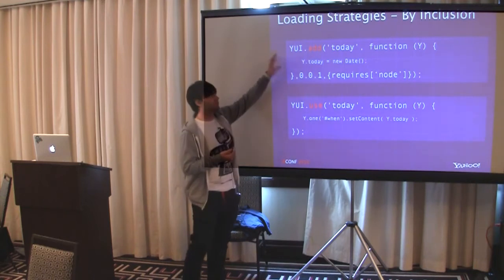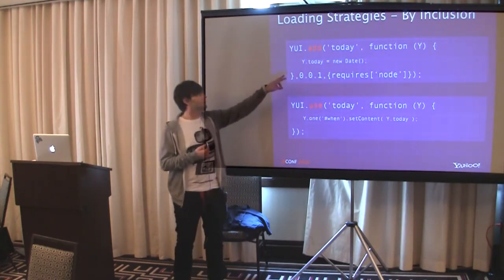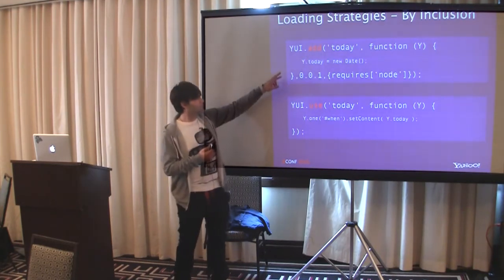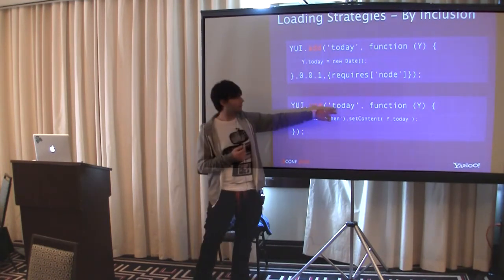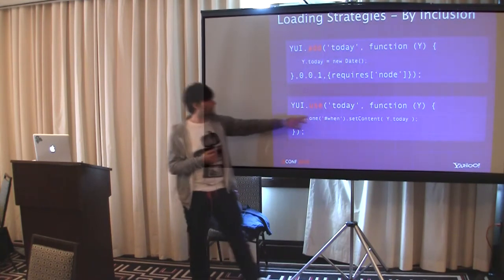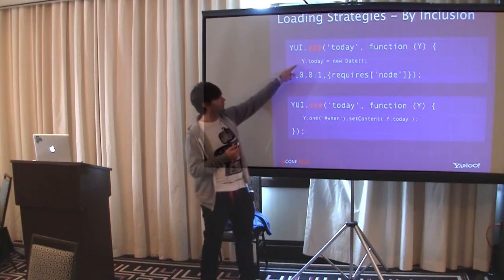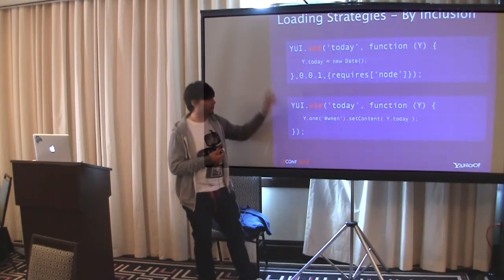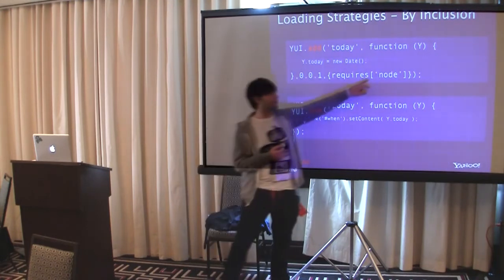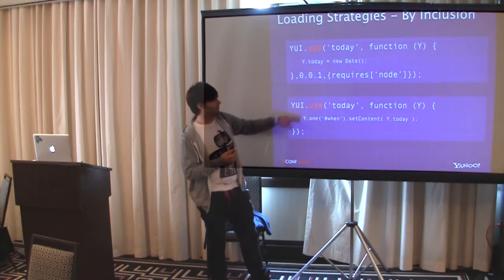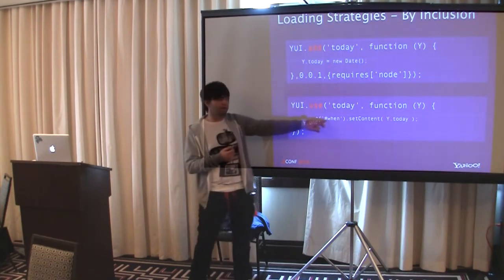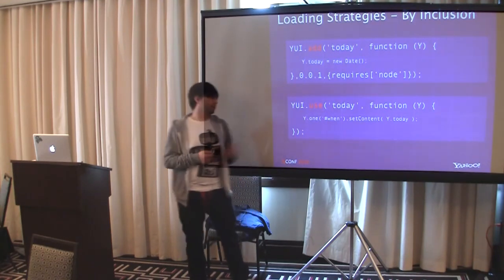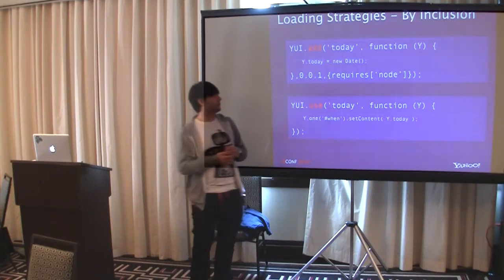So let's say we have this really simple module, today, that all it does is tell us what day it is today. If we were to use that module, we're going to be using the keyword use. We're going to include our today module, and then this Y instance is going to have all of this ready for us to use. In this case, I'm also requiring node. So at this point, today and node are being loaded in the page, so I can use all the cool node stuff. So Y.one gets a reference to an element with ID 1, and then we set the content to today's date. Really simple way to load your modules on the page.